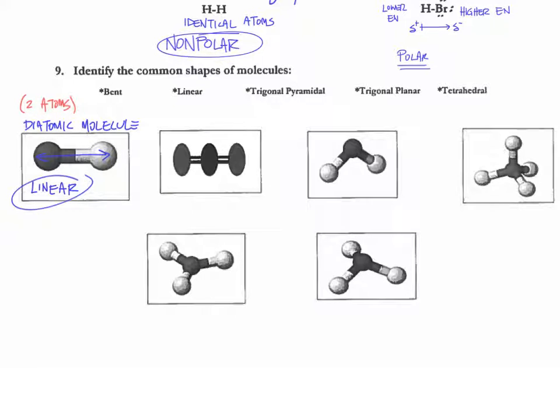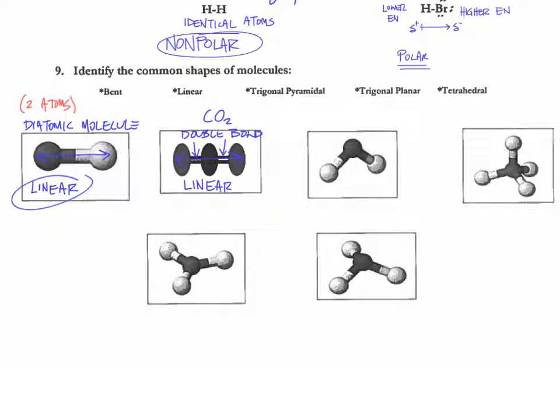The next one is also linear because it follows a straight line. Now, this one has a double bond here and a double bond here, which keeps it in the straight shape. So this is one that we have seen before. This is an example of carbon dioxide. CO2 forms double bonds between the oxygens and the carbon.